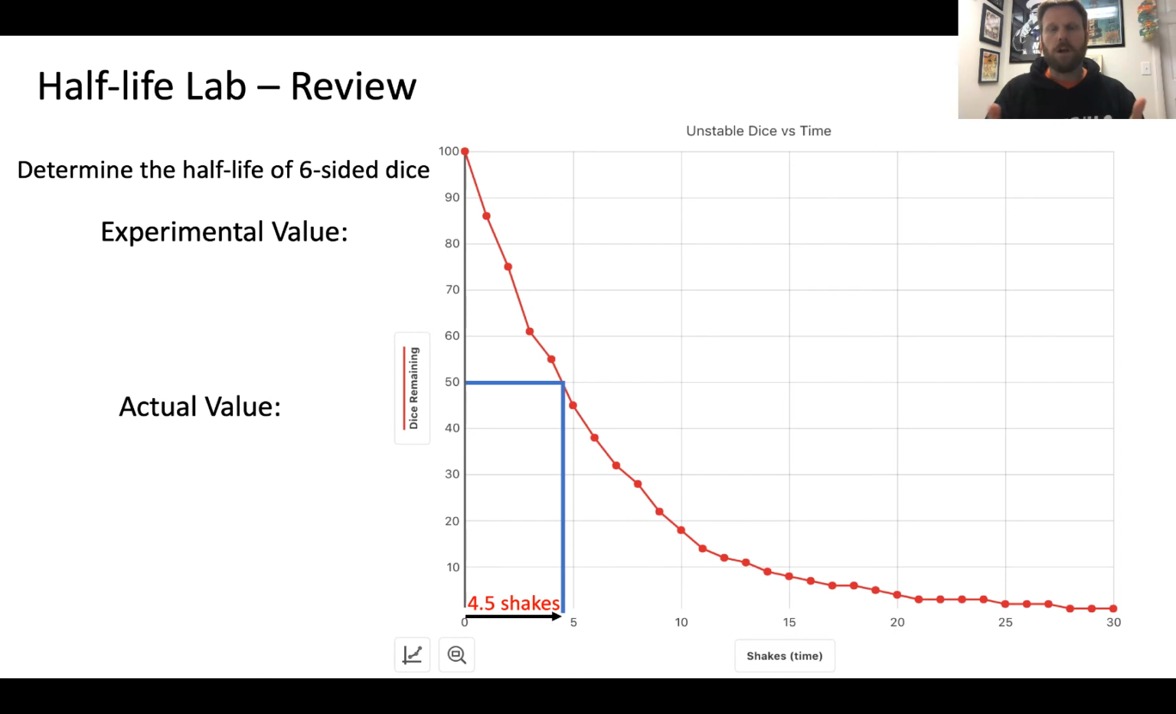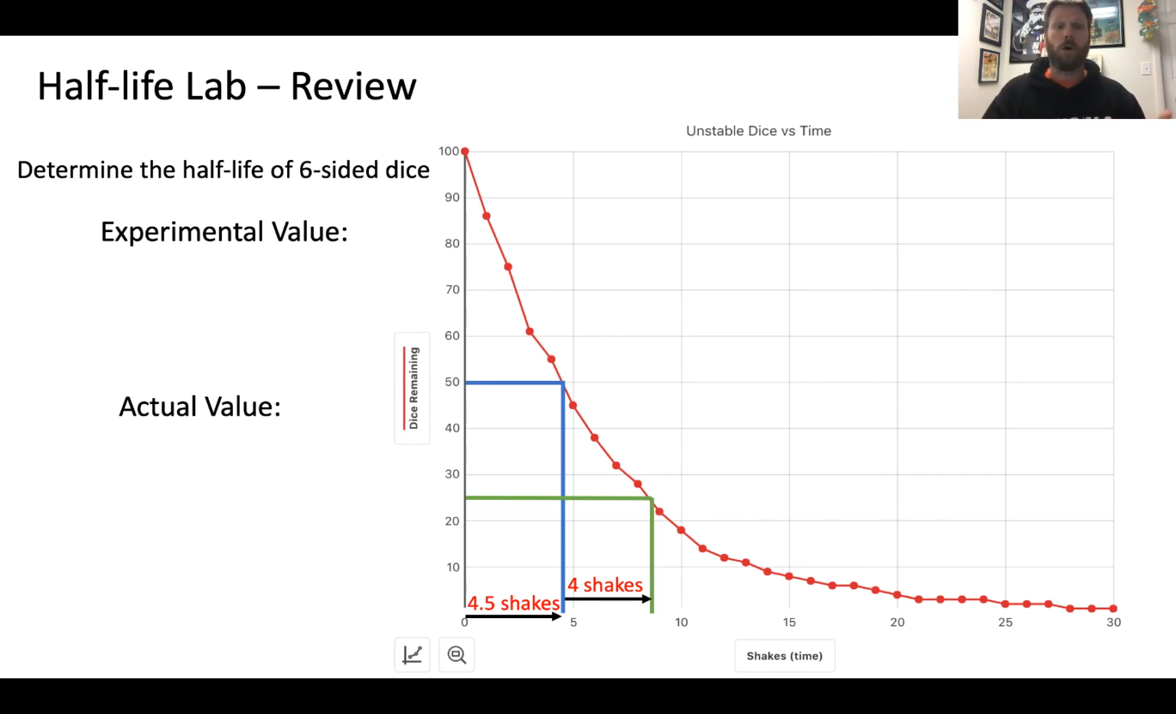All right, well, let's try to get an average. Half of 50 is 25. So how many more shakes did it take to go from 50 dice to 25 dice? Same thing. I start at 25, I make a line over to where my graph intercepts, and that's about 8.5 shakes total. Well, it took me 4.5 to get to one half-life, and another 4 then to get to my second half-life. So right now I have 4.5 shakes, 4 shakes.